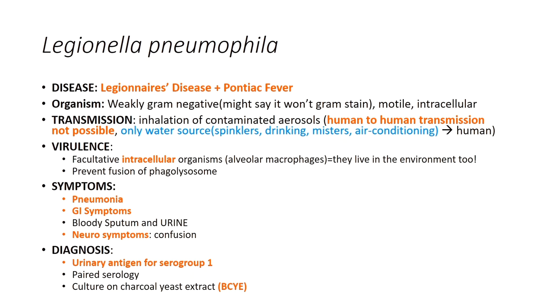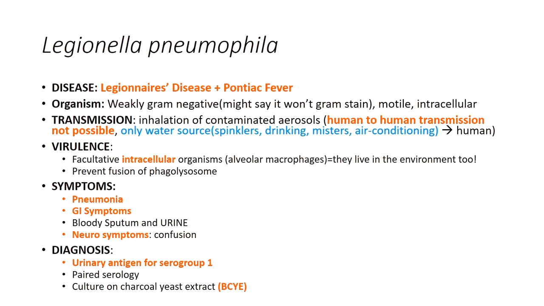So Legionella pneumophila. This is something that causes Legionnaire's disease or Pontiac fever. Pontiac fever incorporates a lot of things, like the neuro and GI symptoms, all that stuff. And Legionnaire's incorporates like the urine and stuff. So it's a weak gram negative. They might not say it gram stains at all. It's motile. It's intracellular. And you pretty much get this from inhalation of aerosols, like water. There's no human-to-human transmission, but it's just from water sources. So sprinklers or drinking water or misters at like a fair or something, or even air conditioners. Air conditioner is the one that they like to give.